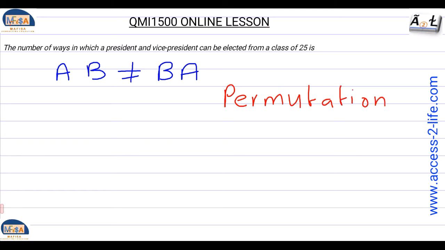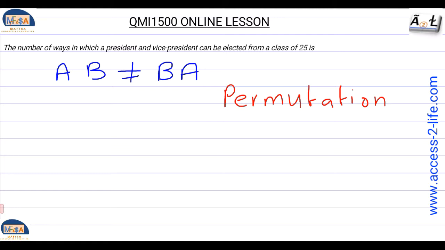So if we select A for president, then B for vice president, it's not the same as selecting B for president and A for vice president. Although it's the same two people, because of the roles of president and vice president, order does matter. A president is not necessarily equal to the vice president. The roles are slightly different, so we need to think of it like that.